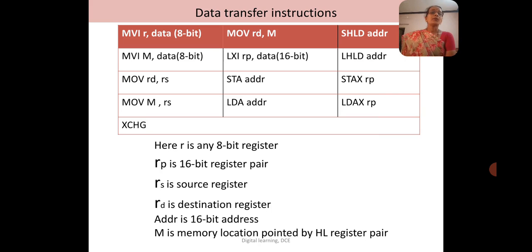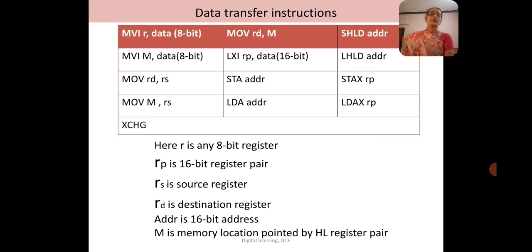Here in all group of instructions, small r indicates any 8-bit register, that means general purpose registers B, C, D, E, H and L. RP is the 16-bit register pair. Those are nothing but BC register pair, DE and HL register pairs. RS is source register, RD is destination register, ADDR is 16-bit address and capital M is memory location pointed by HL register pair.